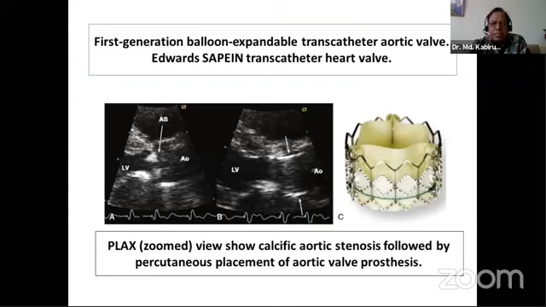So this is a picture showing the first generation transcatheter aortic valve implanted in a patient with severe calcific aortic stenosis.